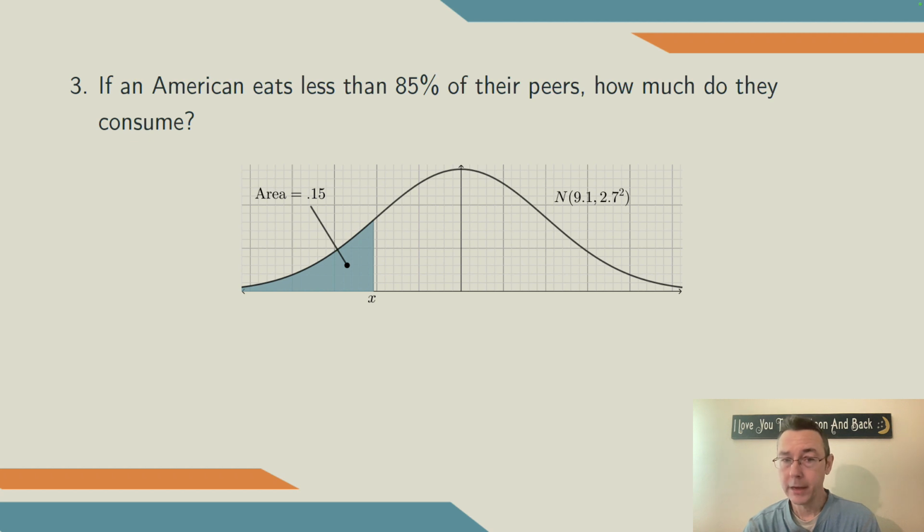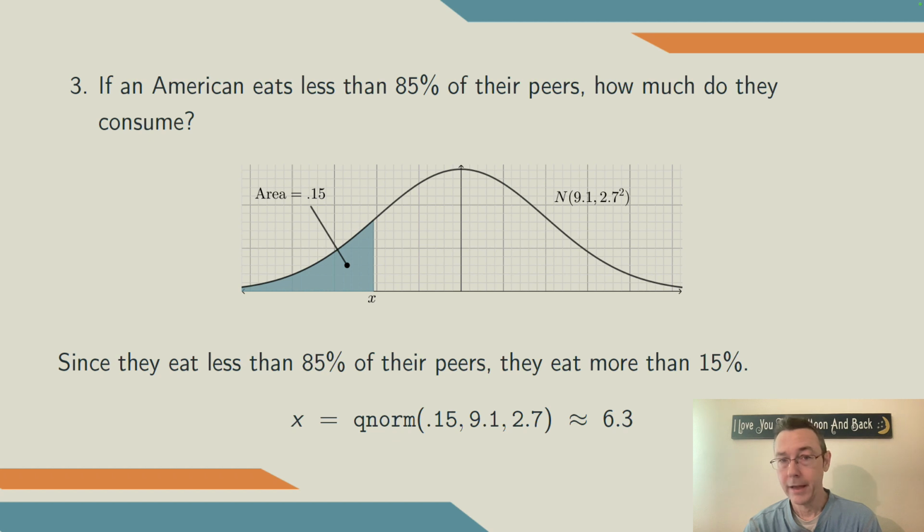Now an inverse normal calculation wants to take a probability or an area to the left, not to the right. And I'm given the area, the probability, to the right is 85%. So the very first thing I do is I figure out that if 85% is to the right, then 15% is to the left. So this is the value I need to feed my inverse normal calculation.